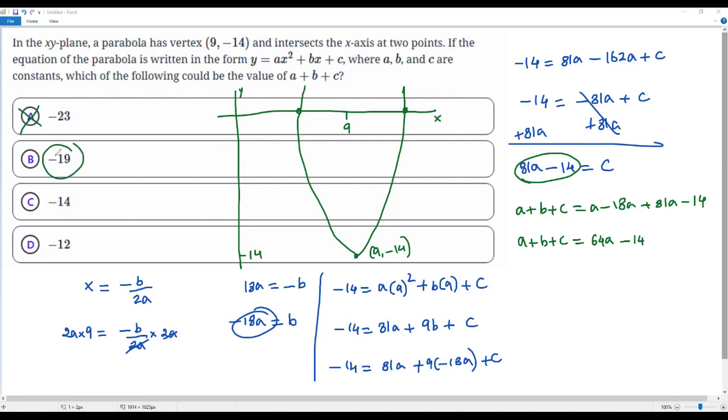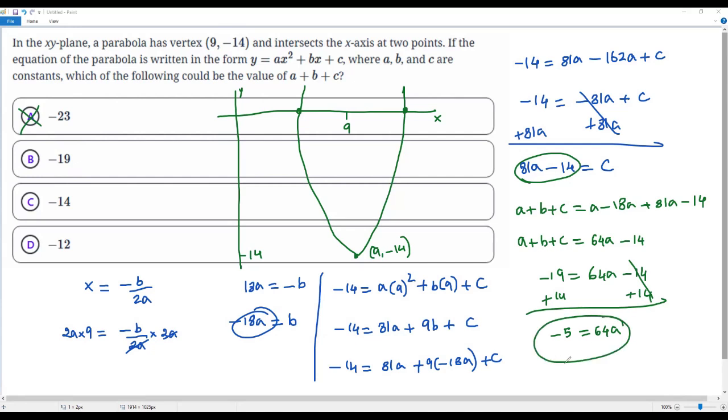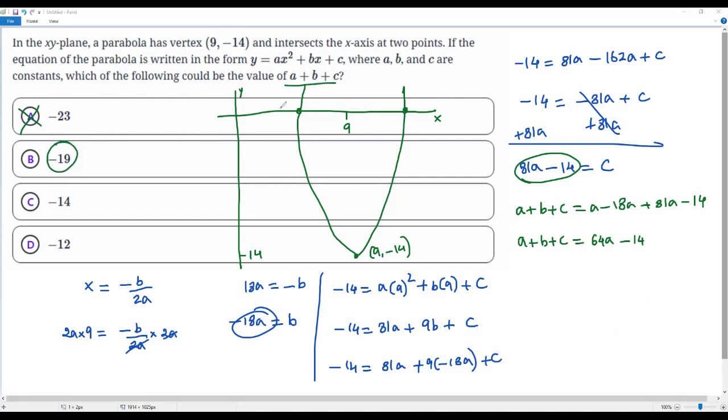Now let me consider the value in answer choice B. Let's plug in -19 for this one. Then we get -19 equals 64a - 14. Okay, let me add 14 to both sides. When I do so, this one will cancel. We get a negative value on the left side. On the right side, we have 64a. Anyways, we get a negative value for a. It doesn't matter what value we get for a exactly. So when I divide both sides by 64, I'm getting a negative value for a. So when I consider the value in answer choice B, that is -19 for a + b + c, a is negative, so we can reject answer choice B as well.